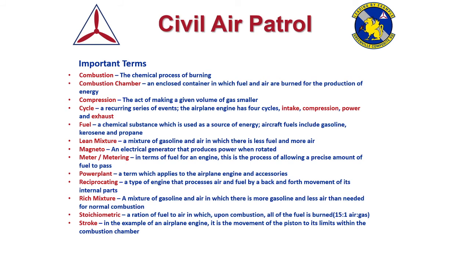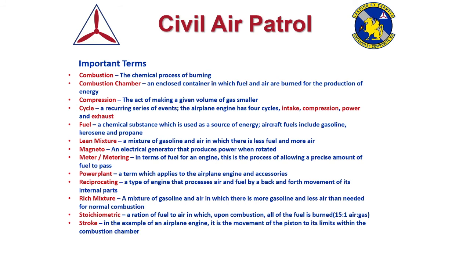There are some important terms. Now, we've talked about all of these, so we'll just go through them really quick. Combustion, that is the chemical process of burning. The combustion chamber, that's the enclosed area we saw that the fuel and air went into, with the spark plug igniting it. Compression, that's where we saw the fuel and air get compressed as the cycle came up. The cycle is the whole 4 strokes: the intake, compression, power (in Civil Air Patrol, we say power cycle and/or power stroke), and then the exhaust. The fuel, that's your gasoline or kerosene or propane or whatever you're going to use to burn in the engine. And then you have your lean mixture. Later on, we have the rich mixture.